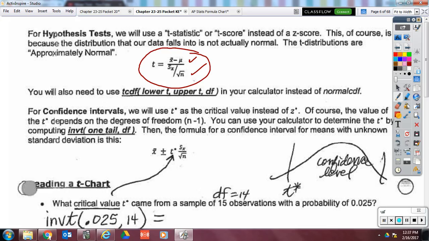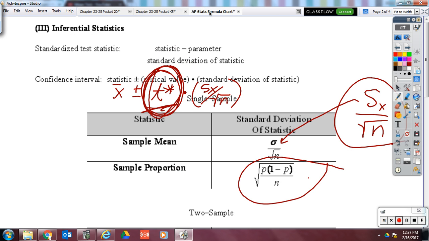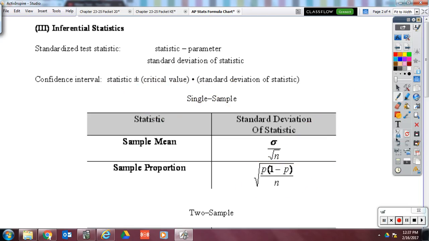I want to talk to you about the formula used for our confidence interval. In fact, on our formula chart, we have that there. Let's take a look at it. The first thing it says is statistic. Last unit, what was the statistic we used with proportions? It was a p hat. But this unit, since it's about means, what will our statistic be? An X bar. Plus or minus.